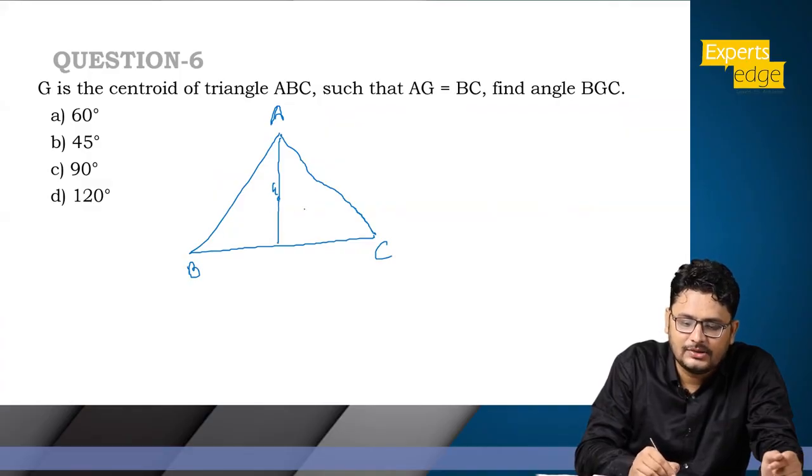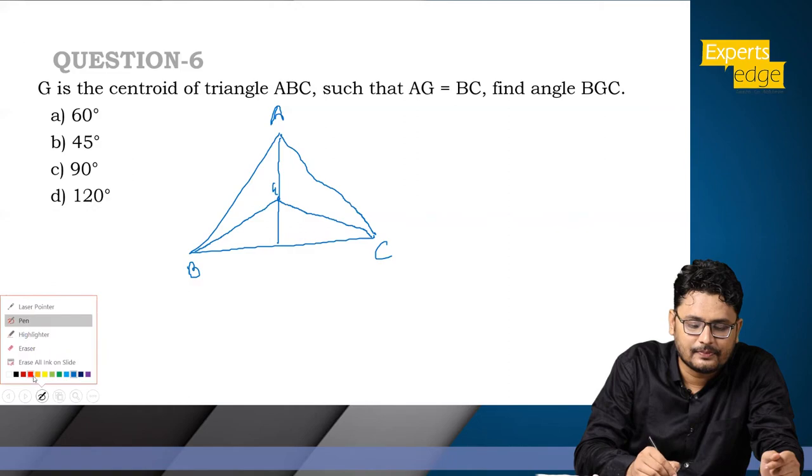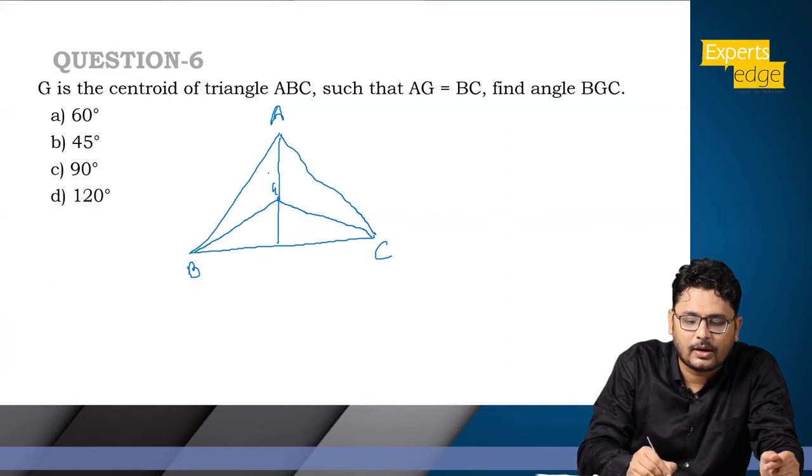Find angle BGC. Okay. This angle he is asking, BGC. What is the property of centroid? You must be remembering that property. Centroid divides median in 2:1 part, right. So if this is 2, then this will be 1.